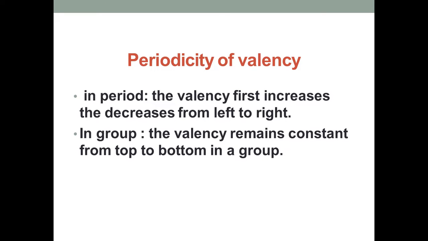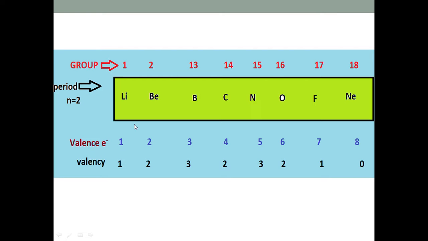So what about the periodic trend of valency? If we see the periodic trend inside the period, lithium and beryllium belong to group numbers 1 and 2, while boron, carbon, nitrogen, oxygen, fluorine and neon belong to group numbers 13, 14, 15 up to 18. So their group number can easily tell us about their valence electrons.